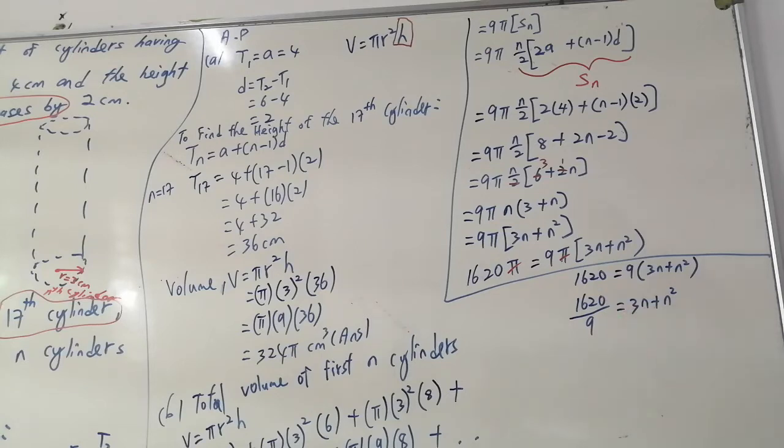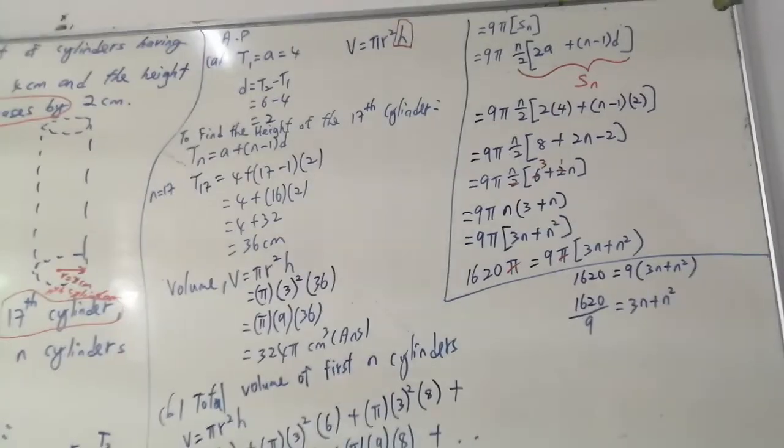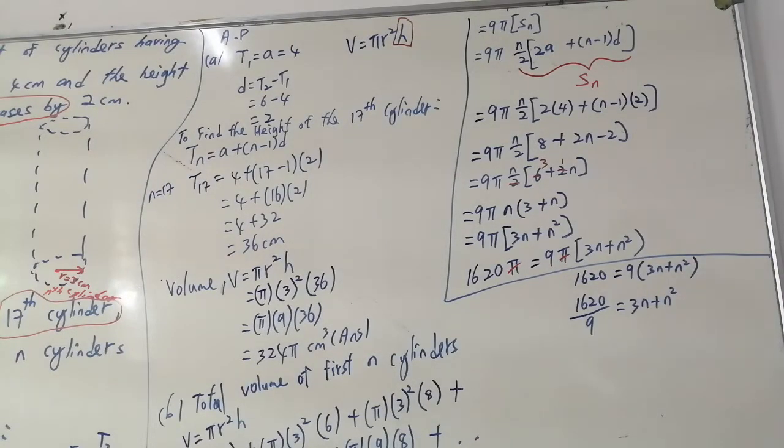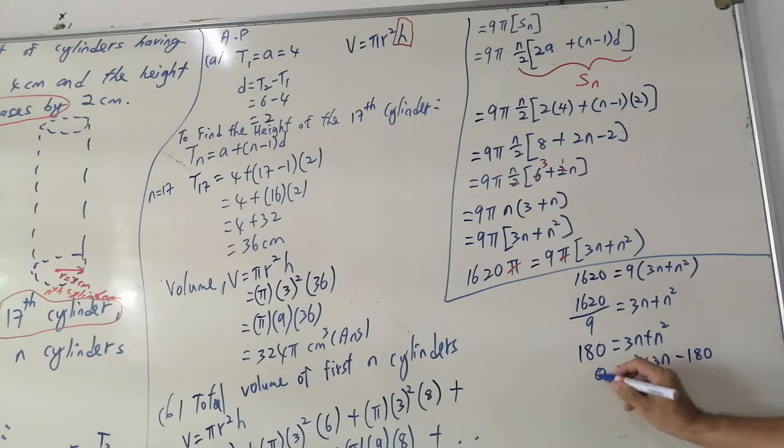When you simplify this one using calculator, I don't know how much. So calculator. 1620 divided by 9, 180. So 180 equal to 3n plus n squared. Therefore, n squared plus 3n shift over the other side become minus 180. So equal to 0. So simplify, factorize it using calculator.